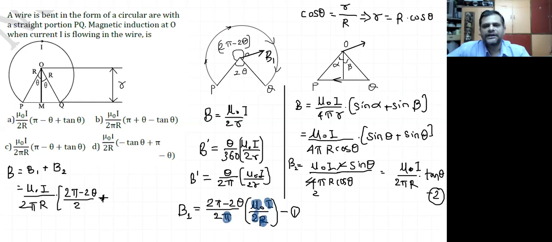We can just see clearly in the diagram. B1 is also directed inwards and B2 is also directed inwards. Therefore, they will add up together, and that's why there is a plus sign in between these two. Okay, so just focus on B2 now.